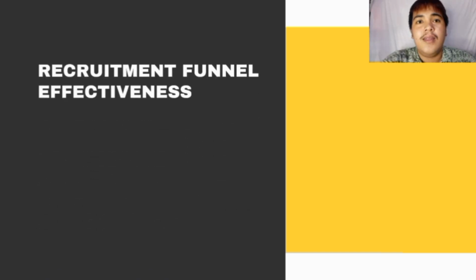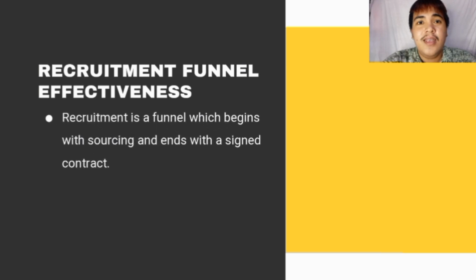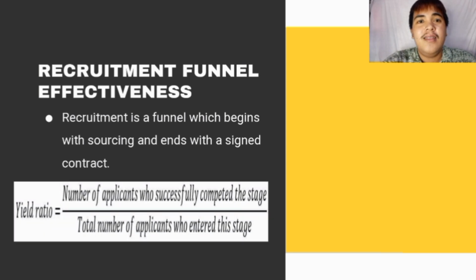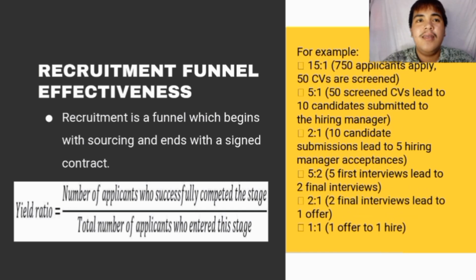The next is recruitment funnel effectiveness. This aims to prospect interested and engaged candidates throughout. And that's the sample formula for recruitment funnel effectiveness by finding the yield ratio. This is the sample process. The recruiting funnel has changed a lot over the last few years due to advances in HR technologies, so expect this funnel to change over time.